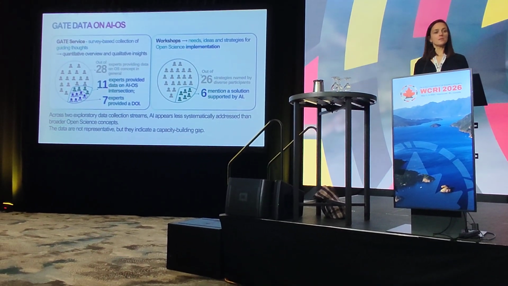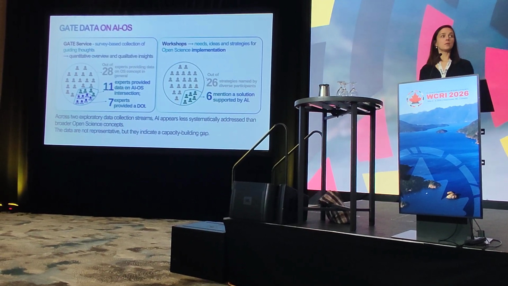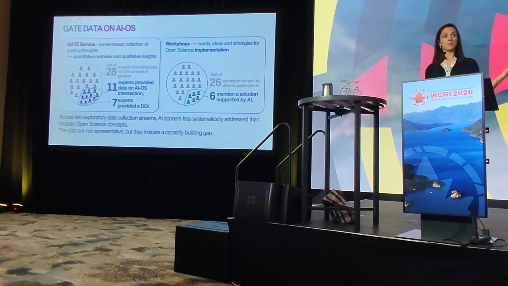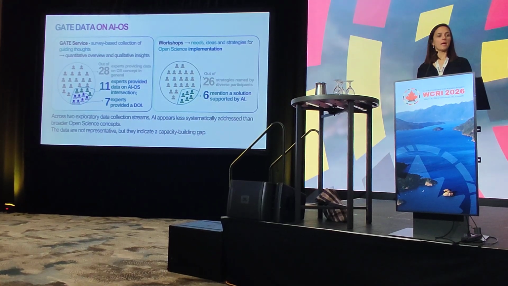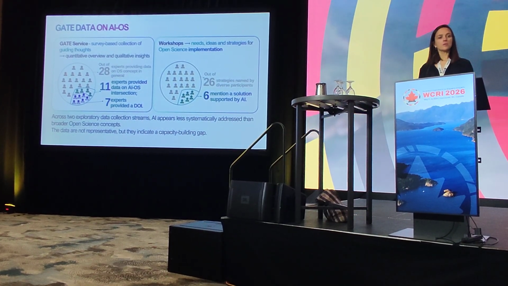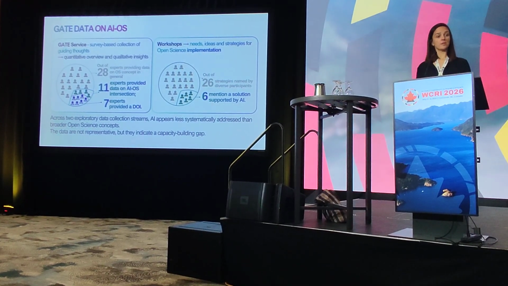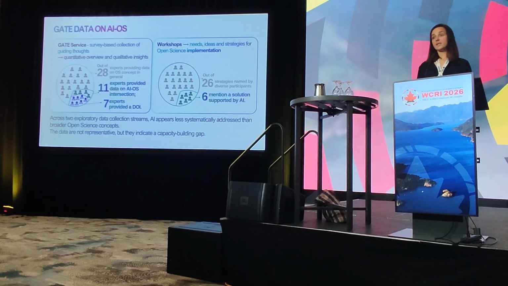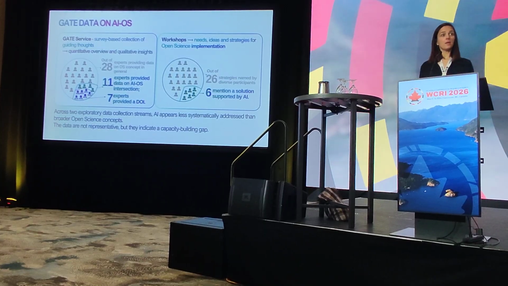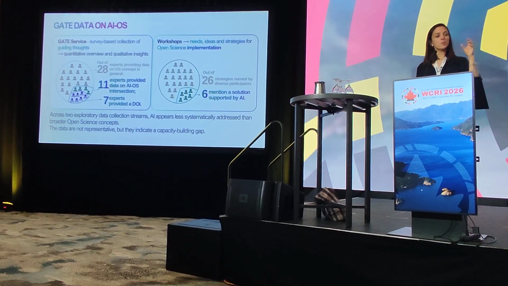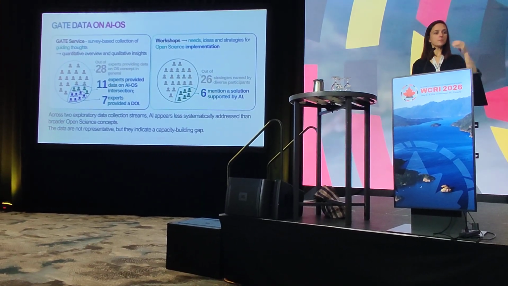So regarding a quantitative overview, we see that we were able to collect more data on what open science is in general, the gray ones, than what open science is in the context with AI. And on the left side, we see the outcome of our GATE service, which is a questionnaire collecting these guiding thoughts and individual understandings. And we see that 28 experts contributed, and this is just a subgroup of bigger data collection, because we want to focus on this subgroup that proved that they already addressed AI in their materials.